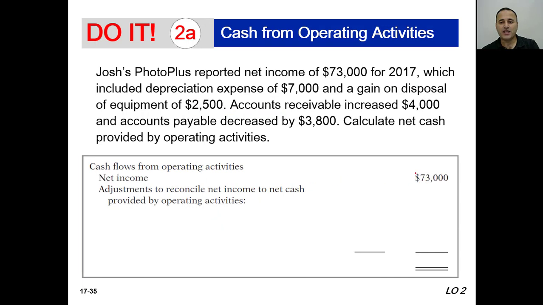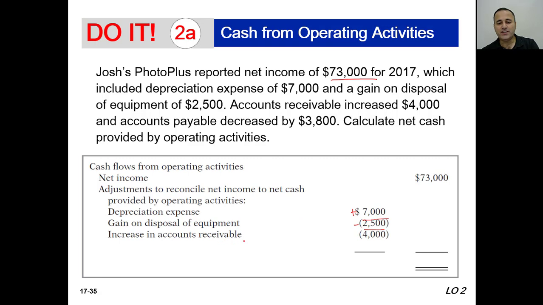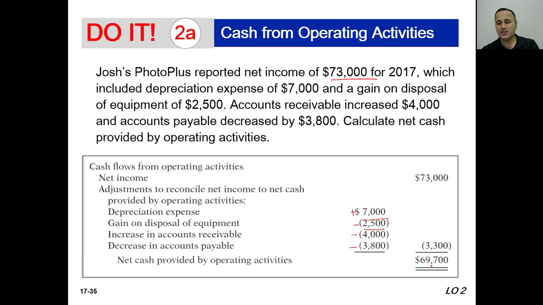We start with our net income, which is $73,000. Then we have depreciation expense of $7,000. We have a gain of 2,500, and as I said, gain is minus. Depreciation is added back. An increase in accounts receivable is minus, and a decrease in accounts payable is minus again. So my total is $3,300, so my net would be around $69,700. So it's the difference between this number and this number.